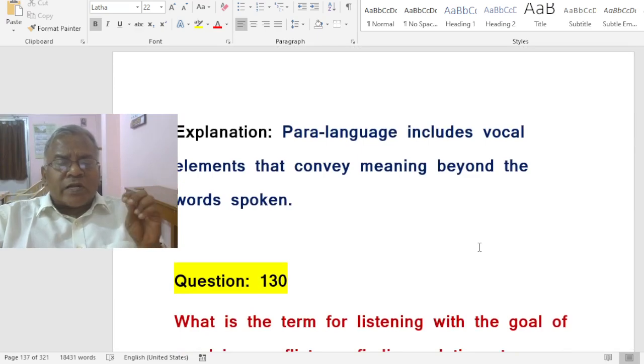Paralanguage includes vocal elements that convey meaning beyond the words spoken.